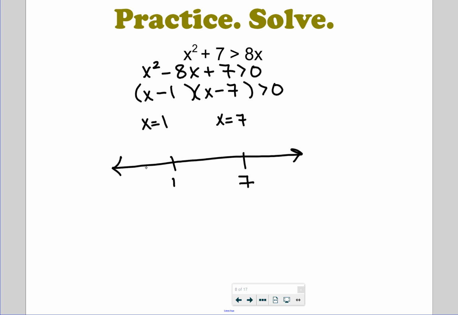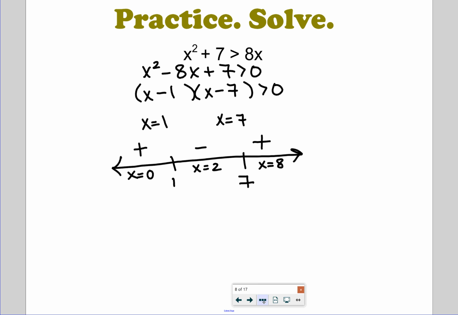If you plugged in a number smaller than 1, you should get a positive number. If you plugged in a number between 1 and 7, so like 2, for example, you're going to get a negative number. And if you plug in a number larger than 7, you're going to get a positive number. And you could have picked any numbers. If I were doing it, I'd probably pick like 0. Again, 0 is super easy to plug in. 2 and 8. Don't make it crazy.